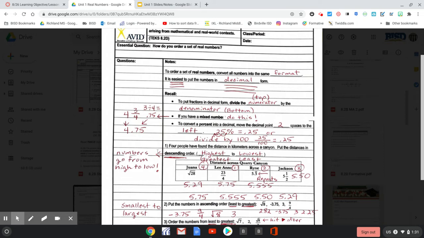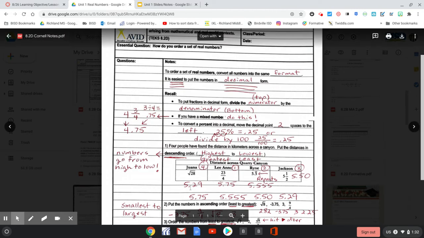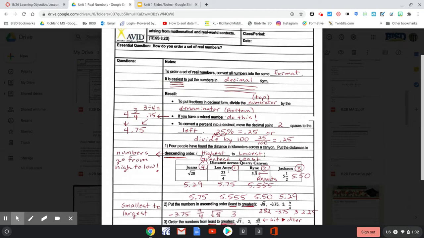Now they give you a list of numbers, and they want you to list those numbers either from the highest number to the lowest or the greatest to the least. They might say from the biggest to the smallest, different words like that. In this example here, we have a square root, which we've already learned. And once we convert it, we're going to get 5.29. And Leanne's is 5.75 after we divide the fraction.